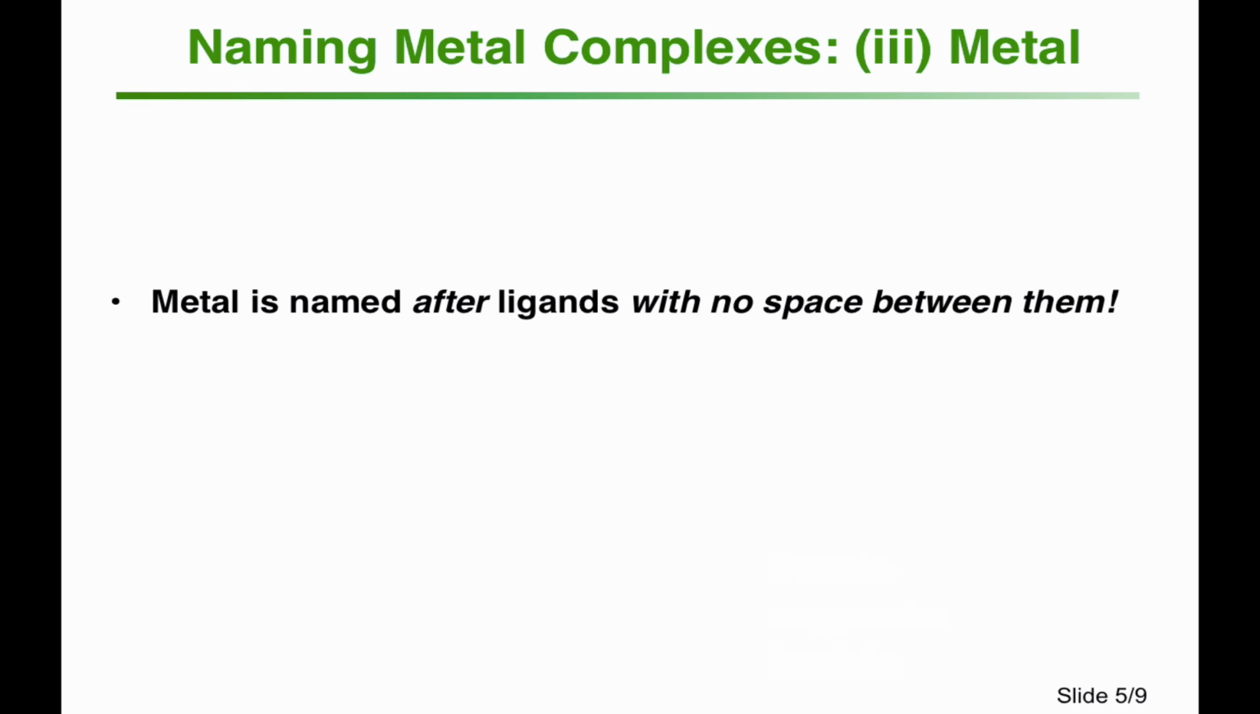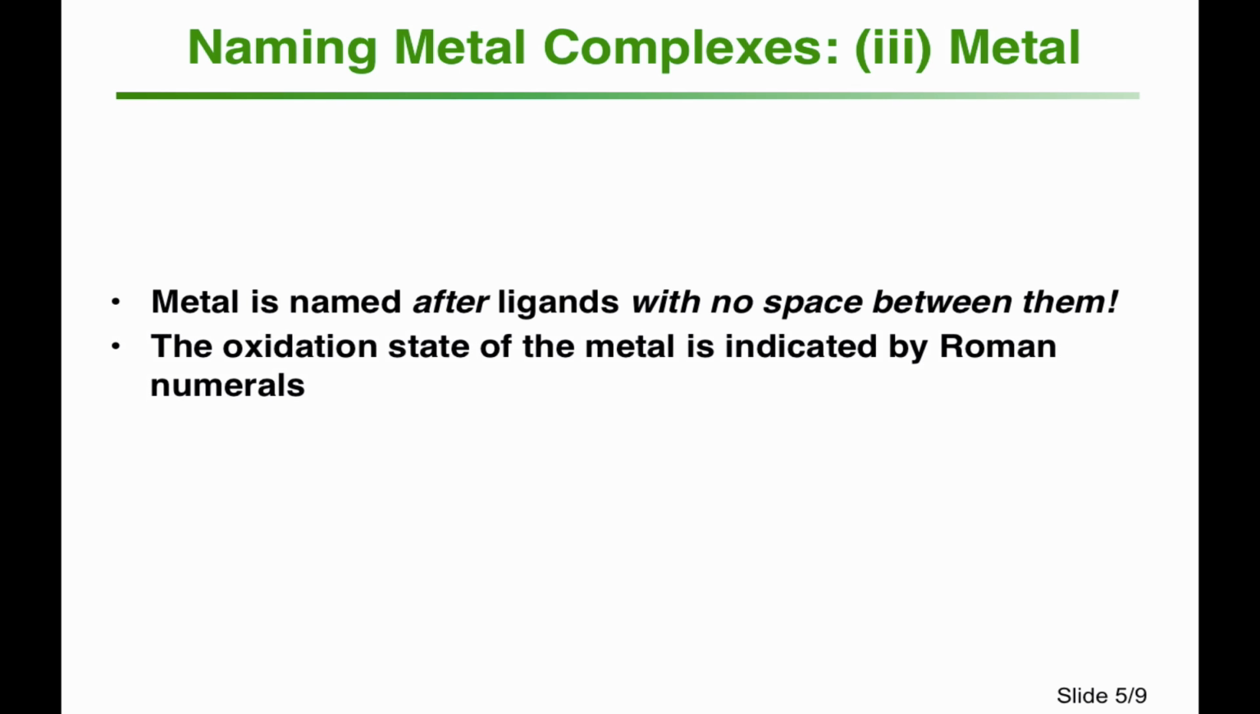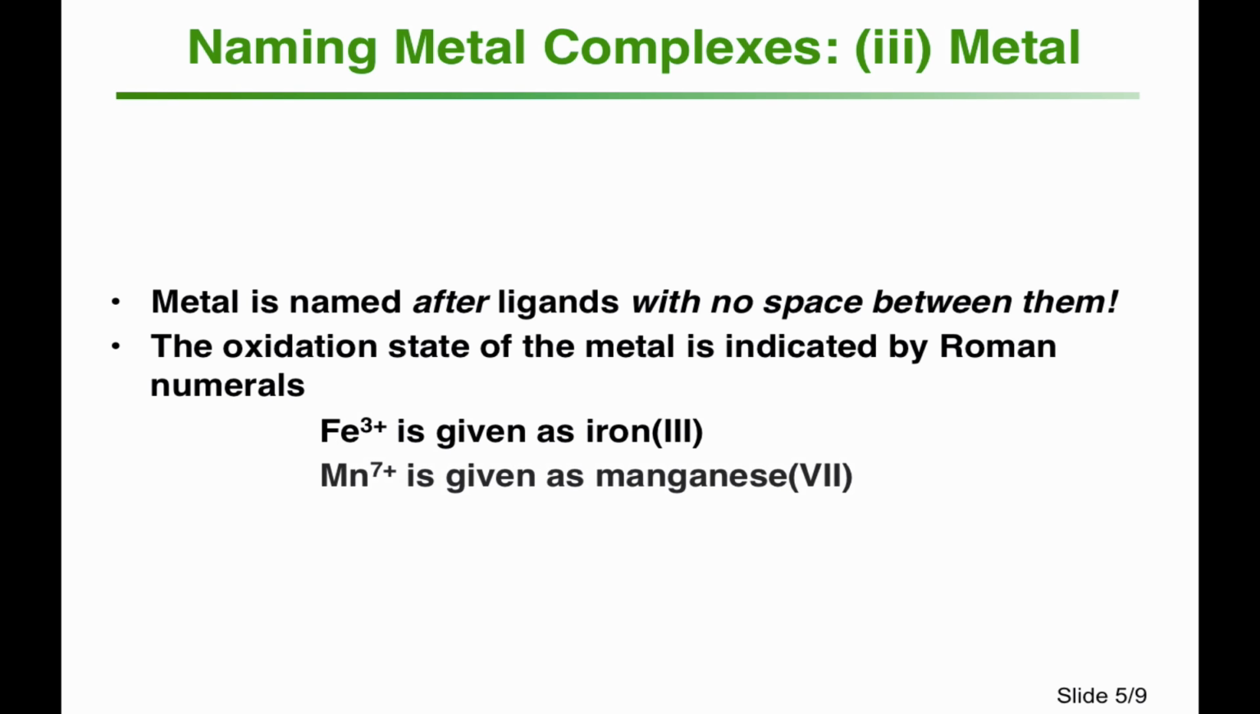The metal is named after the ligands, and again there's no space between anything. The name of the complex ion is just one long word. We add the oxidation state of the metal in Roman numerals. So if we have an iron 3+, then it's an iron(III), with 3 represented as III in the Roman. Manganese 7+ becomes manganese(VII), or if we have a negatively charged complex, we have an ate. We have cobaltate(III) or cobaltate(II) to indicate the oxidation state of the cobalt.